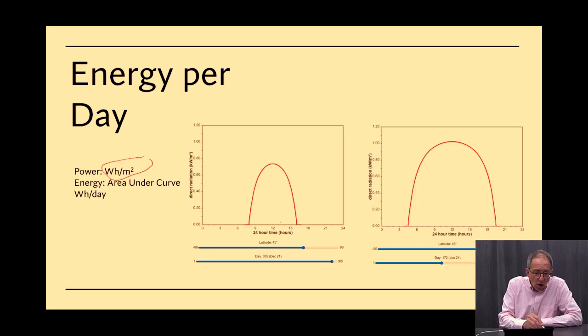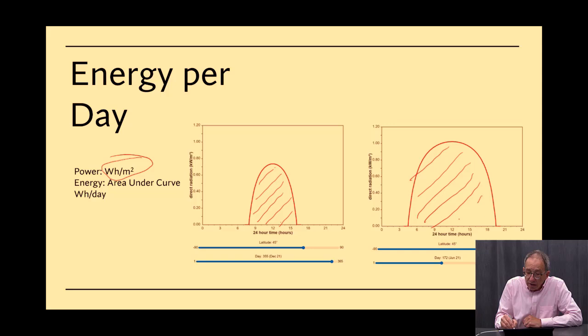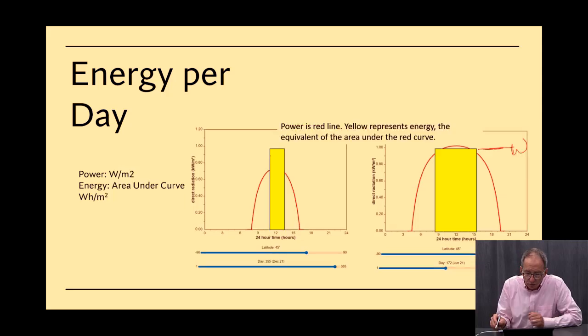And that is in watt hours per square meter. So we want to look at the area under this power curve. And we see obviously that the area under this curve in the summertime, June 21st, has a lot more area than December 21st. To give you a better understanding of how this works, getting the area under the curve is not simple.